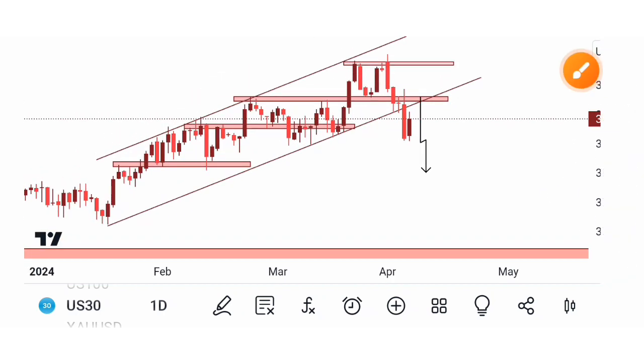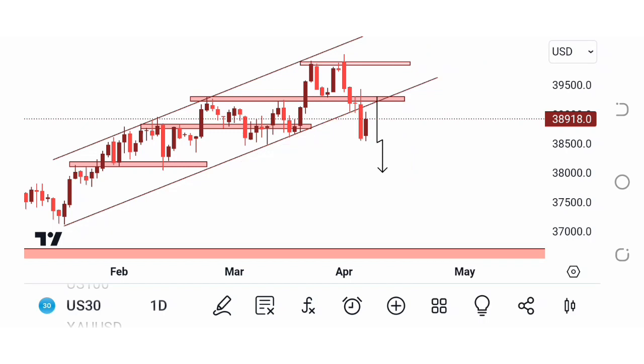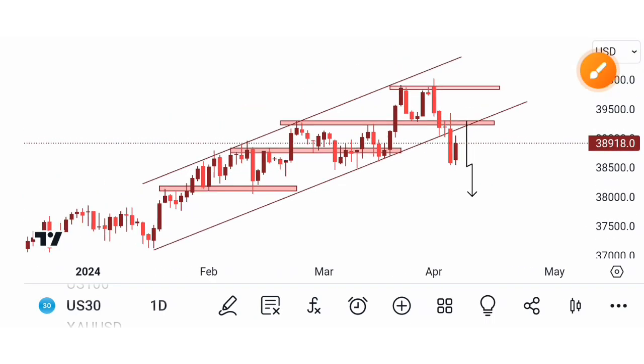So be on the safe side. If you try to sell this market now on this structure over here and it ends up breaking above, then don't try to sell it again. Just continue buying, because it would mean the market is back on the trend, and potentially we are moving up again. So that's all I have for this particular instrument, US30. There's nothing more, there's nothing less.